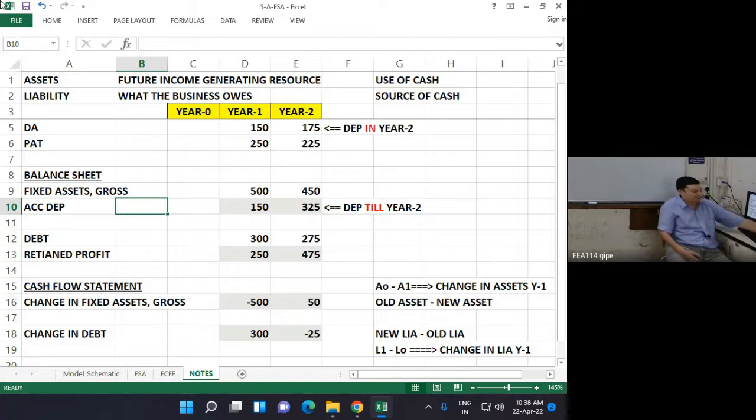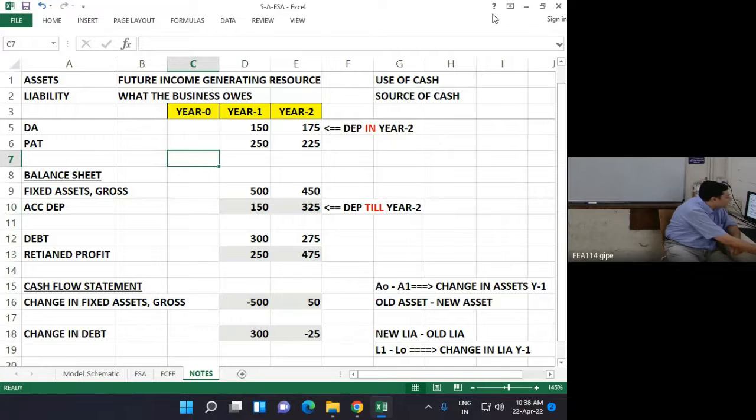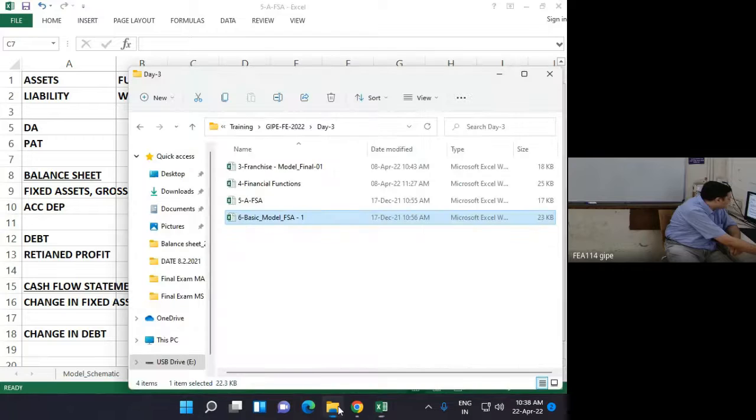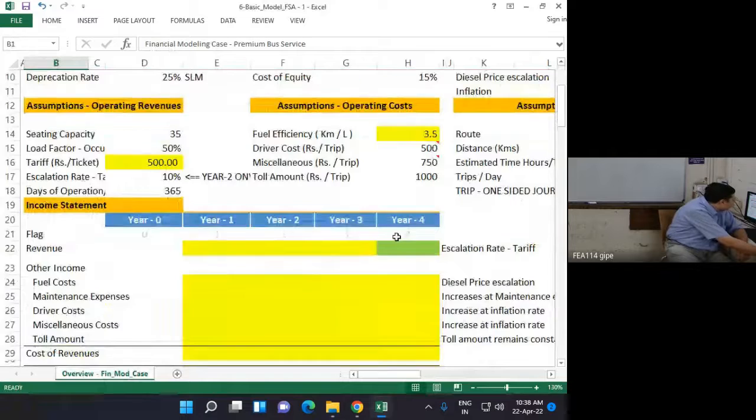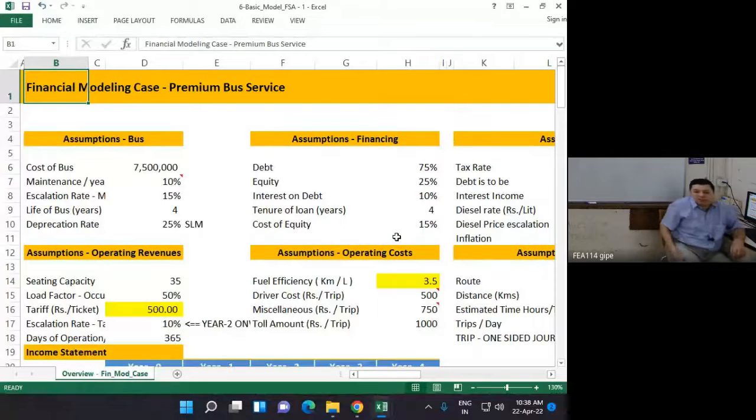Okay, should we continue? So let's open case number 6. And here is the model that we want to build. We'll do it the same way as we did last time. I will explain the entire model, and step by step we will go and build the entire case.